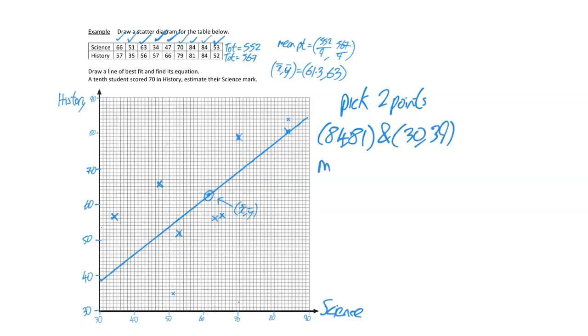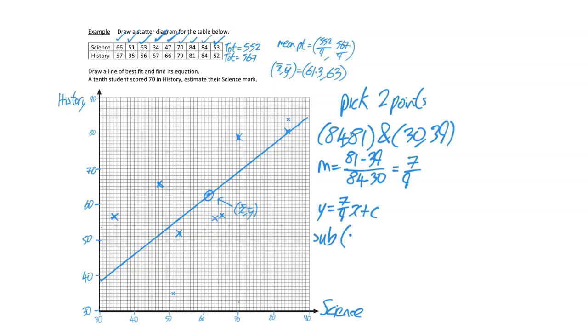Now to get my gradient, I'm going to use these points and do my y difference over x difference, which is 81 minus 39 over 84 minus 30. If I do that, I get 7 over 9. Now if I put that into my y equals mx plus c, it becomes y is equal to 7 over 9 x plus c. Then what I'm going to do is sub back in one of those points.